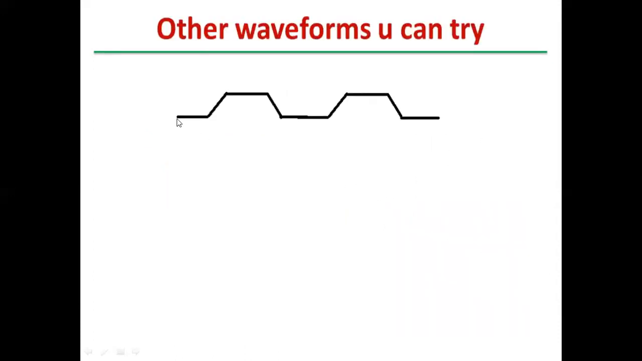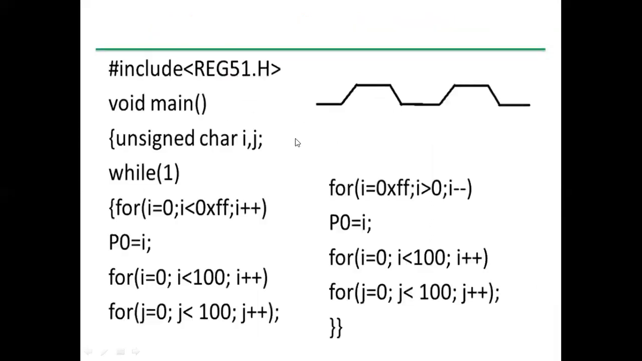You can try this one, this type of waveform. First you are initializing P0 with the initial value. You are introducing some delay, and you are incrementing. You have to increment the I value. So every time, starting from the initial value, P0 goes up to the maximum value, you have to increment this value to the maximum value, and you want this delay.